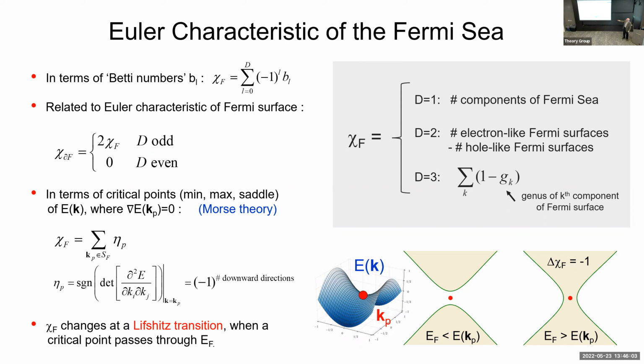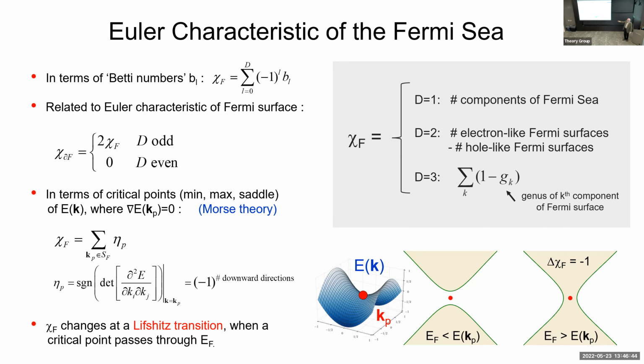One thing I'll say is that you can either talk about the Euler characteristic of the Fermi sea, which is the set of occupied states, or the Euler characteristic of the Fermi surface, which is the boundary of the Fermi sea. And they're related to each other. In odd dimensions, the Euler characteristic of the Fermi surface is just twice the Euler characteristic of the Fermi sea. In one dimension, this is obvious because every Fermi sea has 2 boundaries, right? So the number of disconnected components of the Fermi surface is going to be twice the number of disconnected components of the Fermi sea.